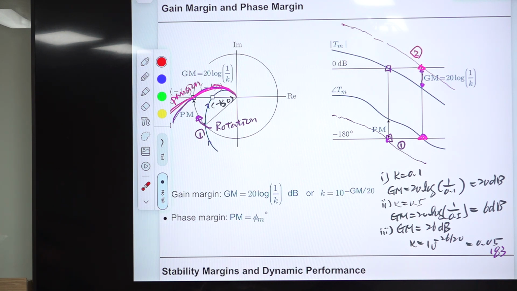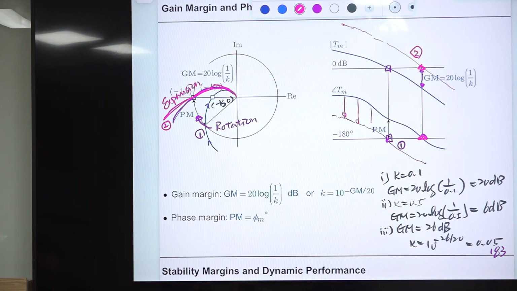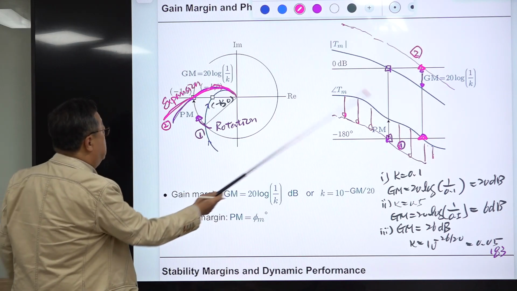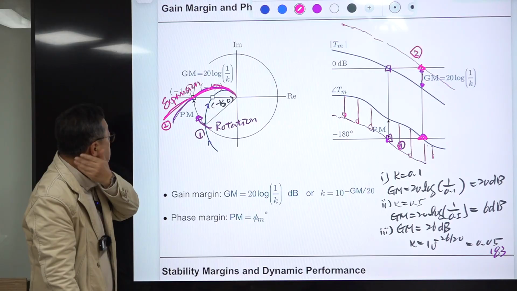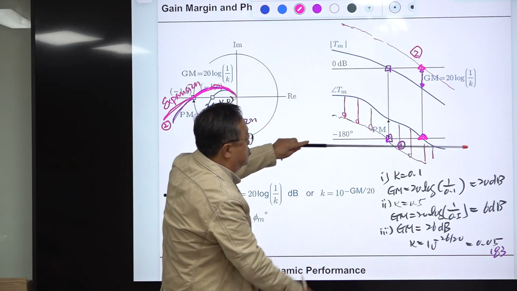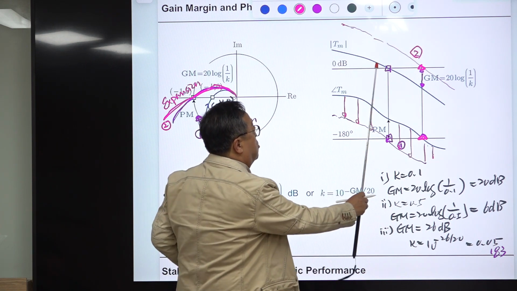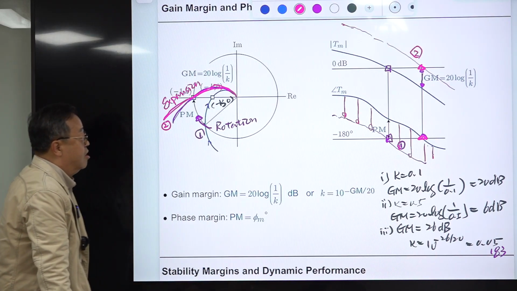It's not working. Okay, let me move this to here. Then you introduce additional phase delay uniformly for all frequencies. Then you get this point. That means you have this much of rotation. Then the system becomes marginally stable. That means at this point, when phase drops to minus 180, the magnitude becomes unity. There is a borderline between stability and instability.